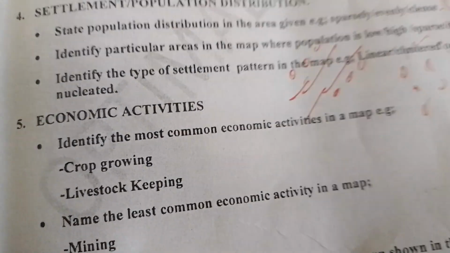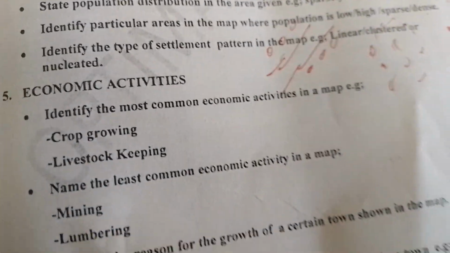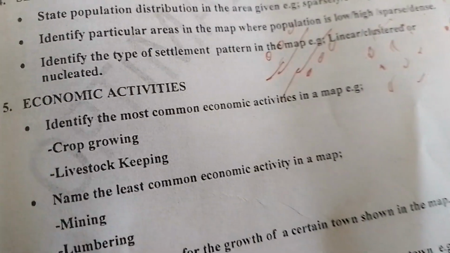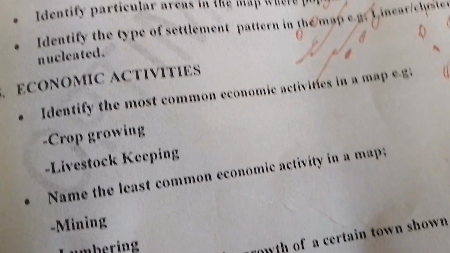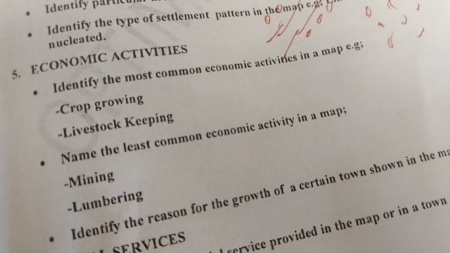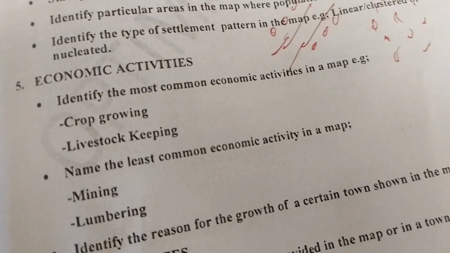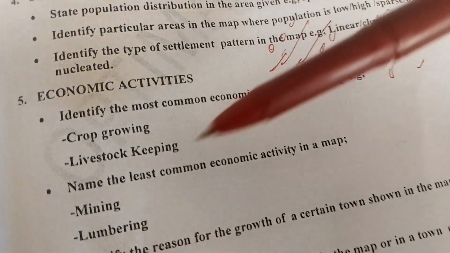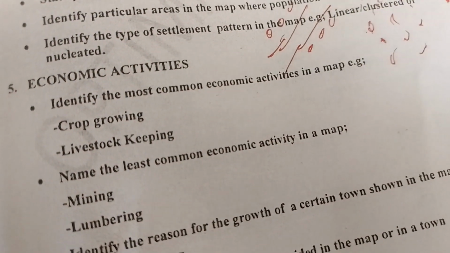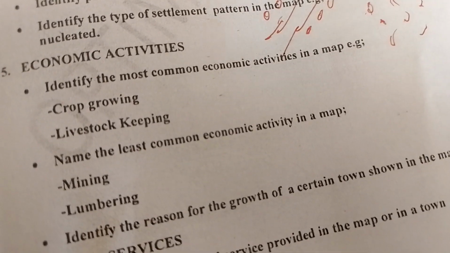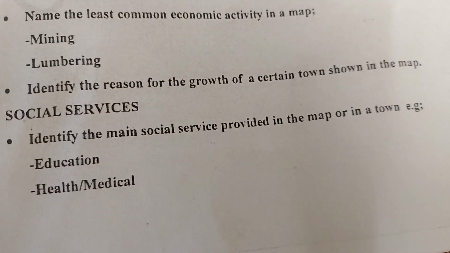Economic activities, you can always be asked the main or the major economic activity. We are supposed to count the number of activities. Maybe if it was farming, count the number of crops in the region. If it is trading, count the number of trading areas, markets, shops in the region. If it is livestock keeping, please count the number of cattle dips. If it is mining, count the number of mining sites. If it is lumbering, also count the number of lumbering sites. So what we are likely to have in the map, especially the common one, as we have said here, we have crop growing, we have livestock keeping. Name the least common activity in the map. We have mining, of course, and lumbering sometimes. But crop growing and livestock keeping tend to be the most commonly tested in an exam.